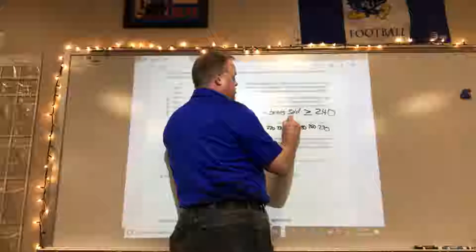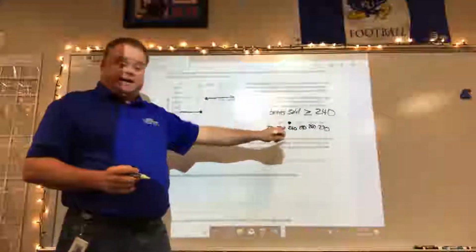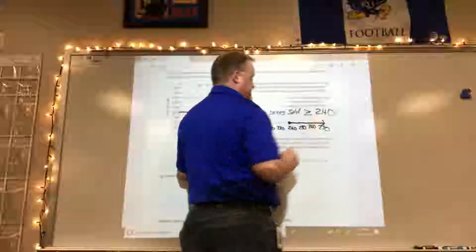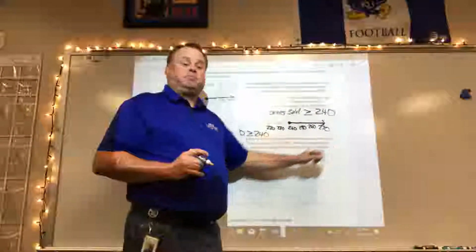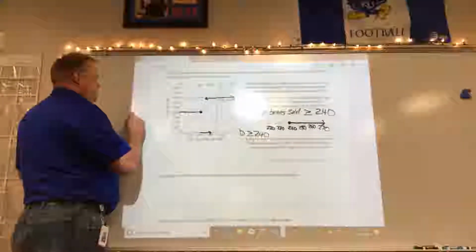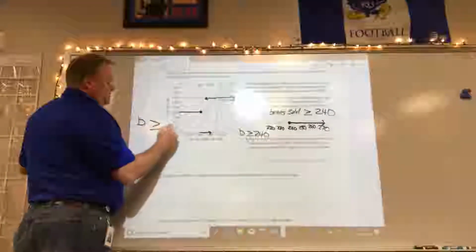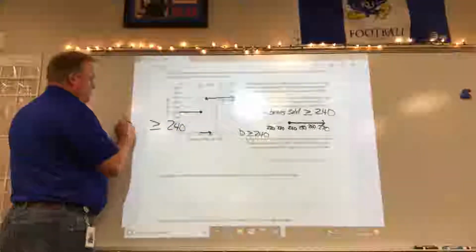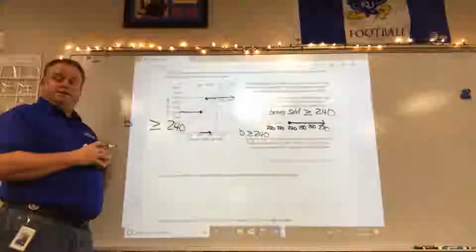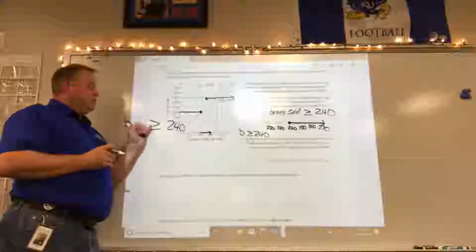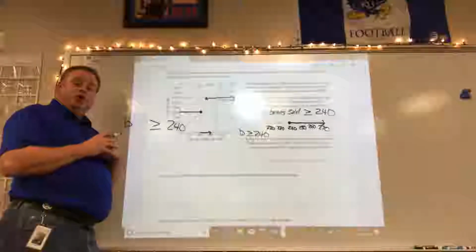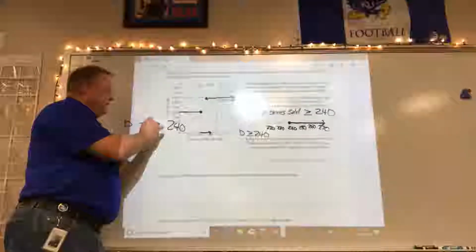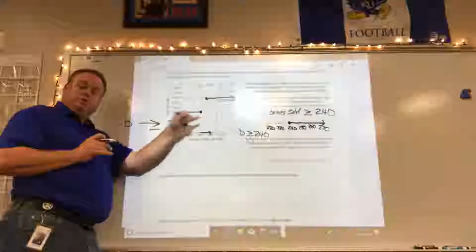It's at least, so I'm going to use a closed circle. Remember I told you I would talk about that in a second. And I want to be bigger than that, so I'm going to go this direction because my numbers are getting bigger. One of the tricks with doing this is that if you always have your variable on the left-hand side, wherever the arrow is going is the direction I graph.